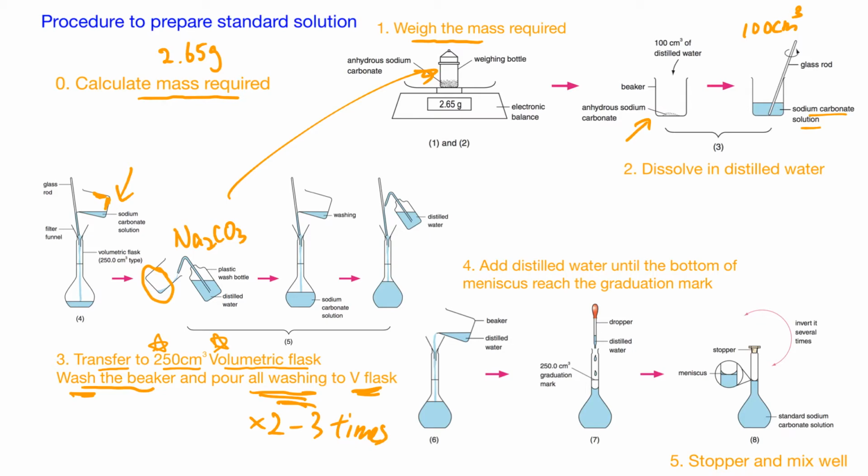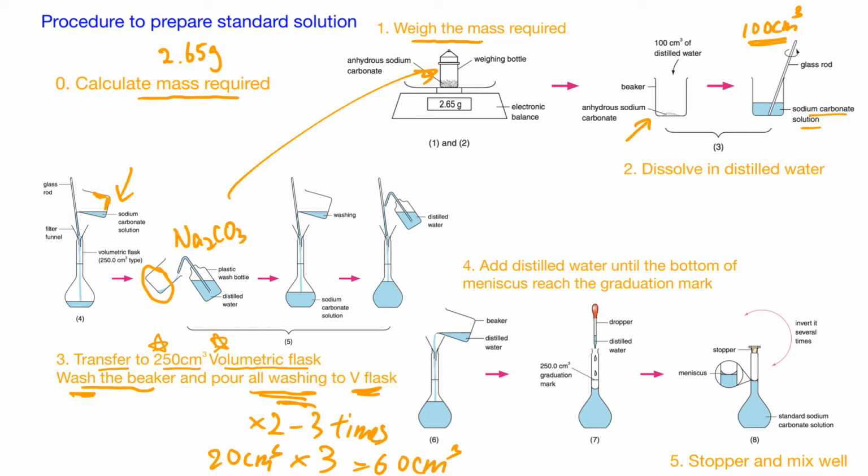You imagine, at the beginning we use 100 cm cube, but if you use 250 cm cube at the very beginning, then you won't be able to add extra washings into the volumetric flask anymore. Each washing may carry about 20 cm cube of solution. So if it is 20 cm cube each time and you need to do it 3 times, this may add up to 60 cm cube. If at the beginning you use a large volume of water to dissolve the sodium carbonate, then at that time you will be over 250 cm cube. Get it?